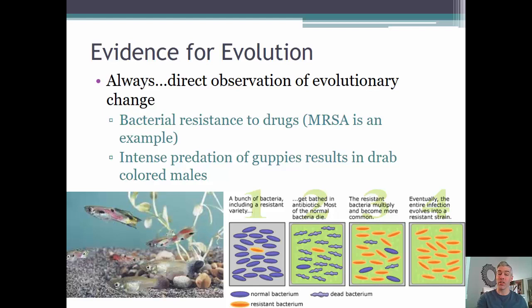So we can actually see the shift. We've seen this happen over the course of time. Once predators were added to a particular pool that had guppies in it versus one that didn't have predators in it, you'd see males that were much more bright in color. And those are just two examples of evolution that we've seen.